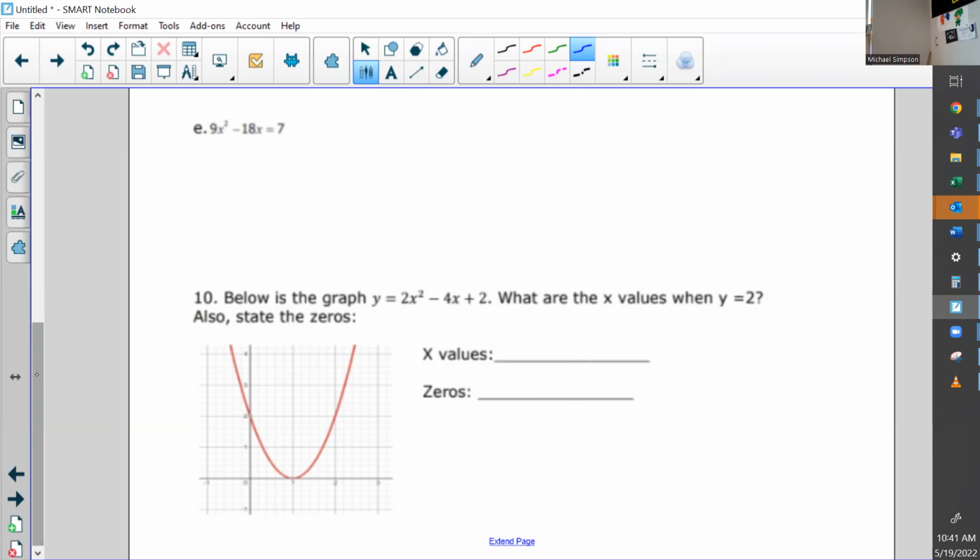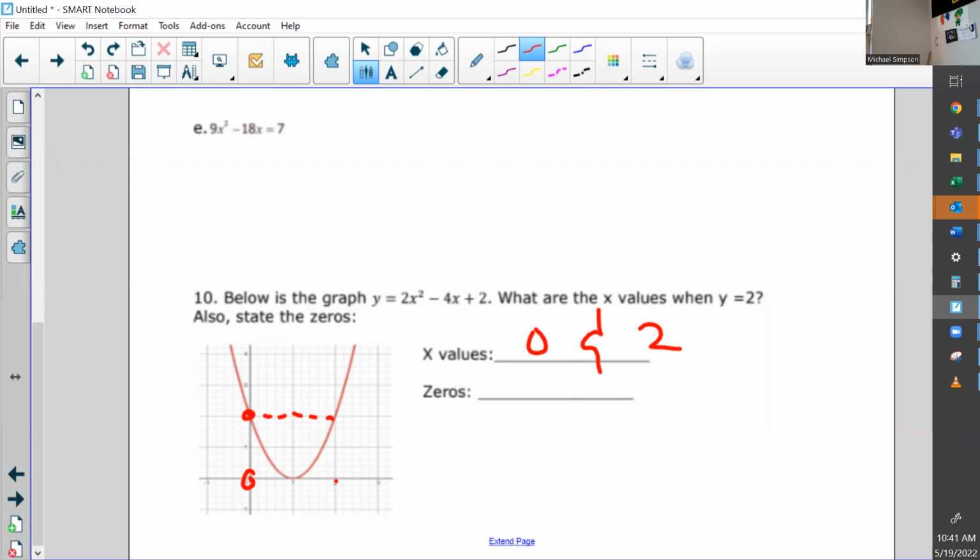You're given the function and you ask what the x values are when y equals 2. When y equals 2, I don't know how I messed this one up. When y equals 2, right? So that's 1. The x value here is 0. And again, when y equals 2, the x value is 2 down there, right? So the x values are 0 and 2.